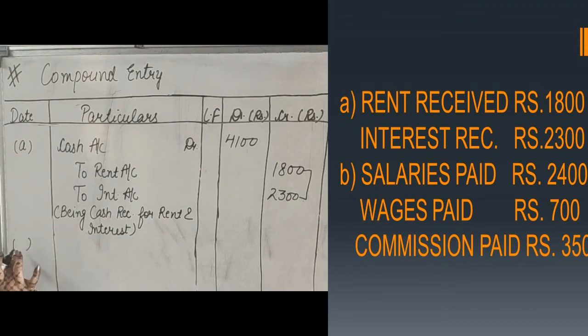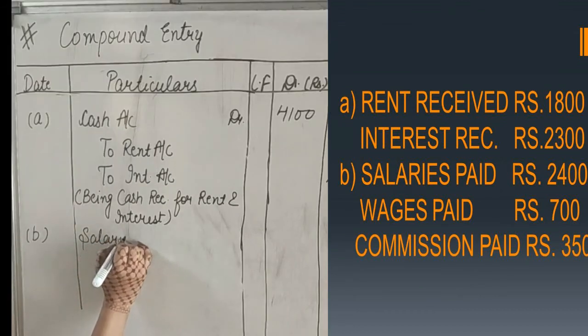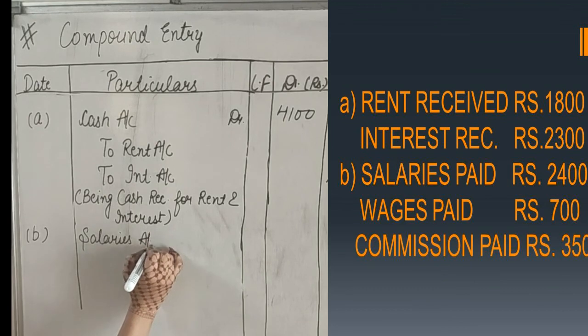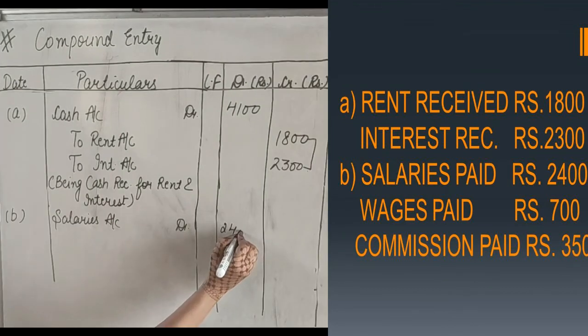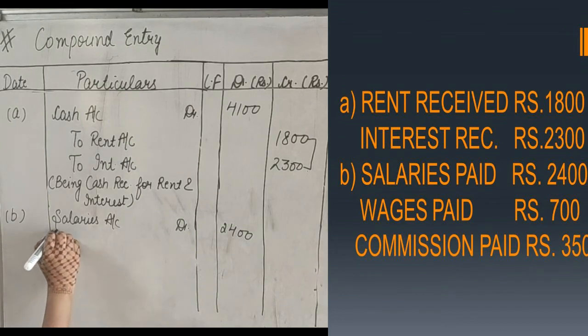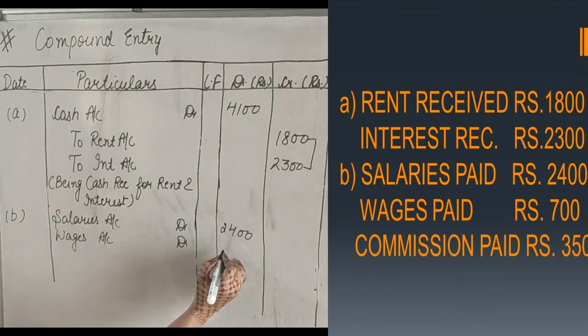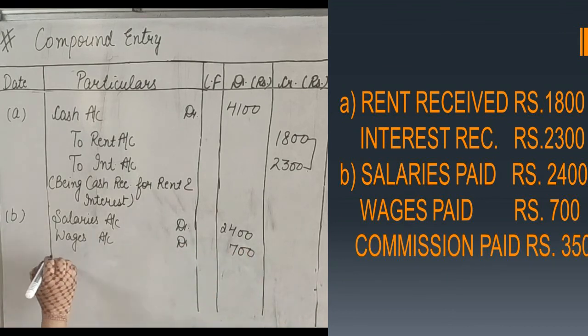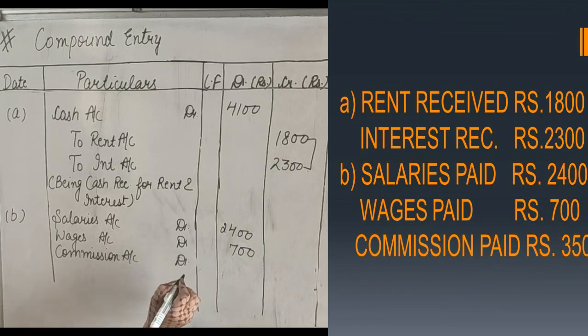Now start the second example. Salary account debit rupees 2400. Wages account debit rupees 700. Commission account debit rupees 3500. These items are debited because these are the expenses of the company.